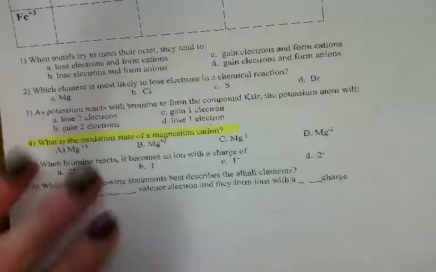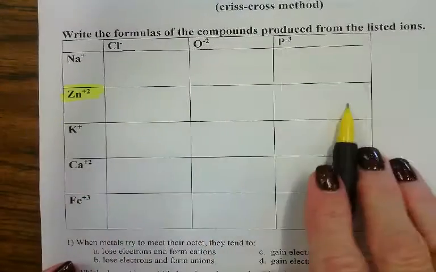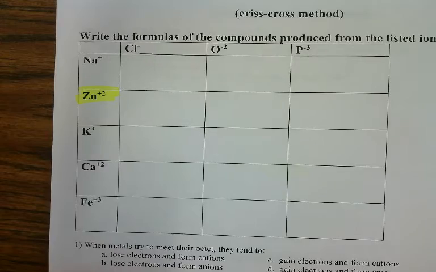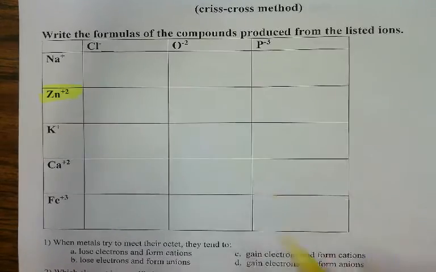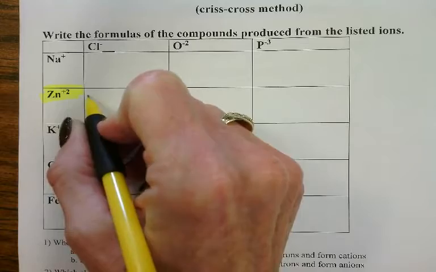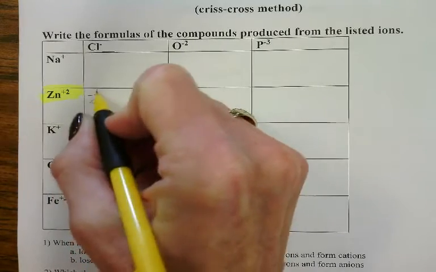Alright, so we're going to write these formulas using a crisscross method. So I'm going to go all the way across with zinc and show you how it bonds, and you can crisscross and make the formulas. It's really pretty easy. So zinc has a +2 oxidation number, right? So we write zinc +2.